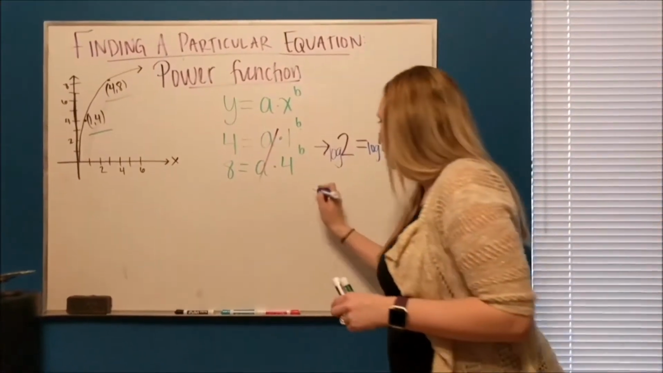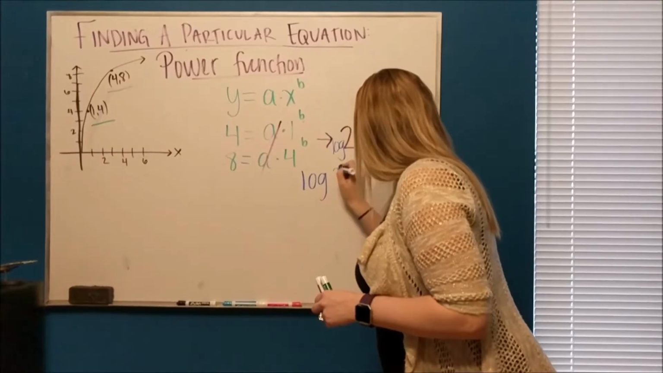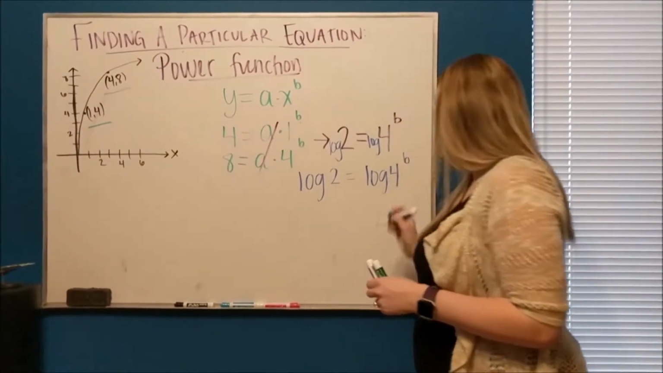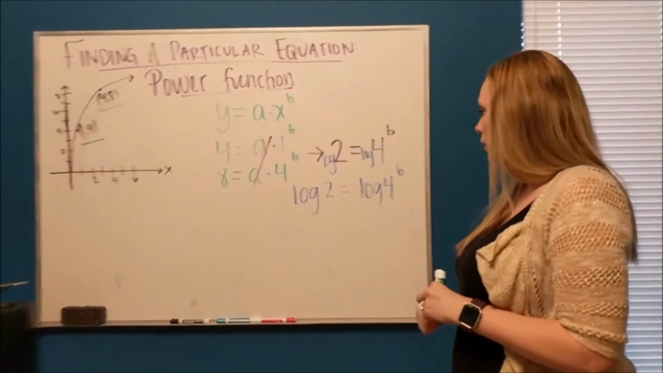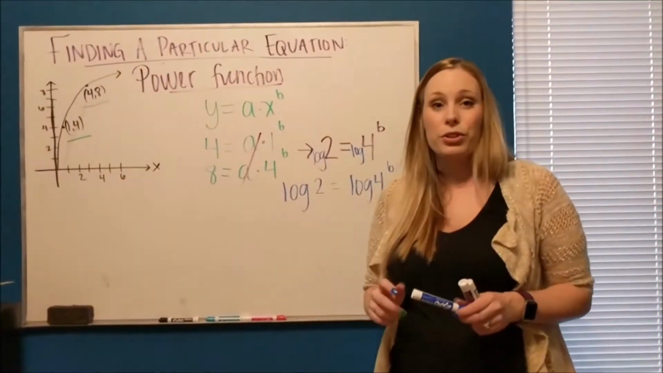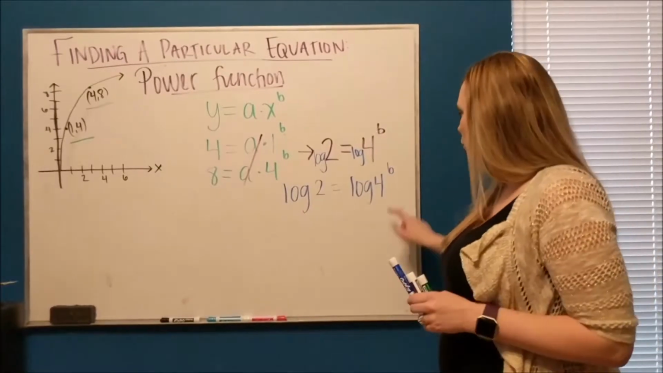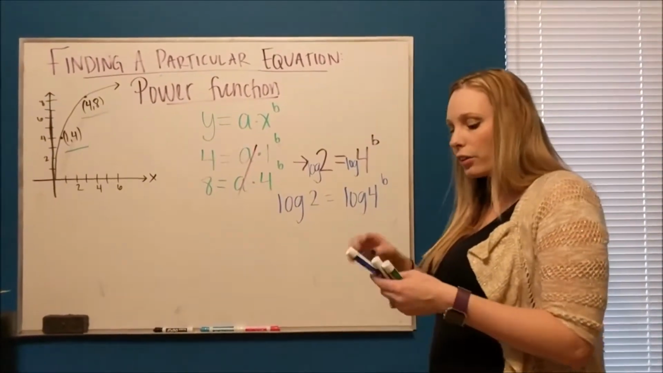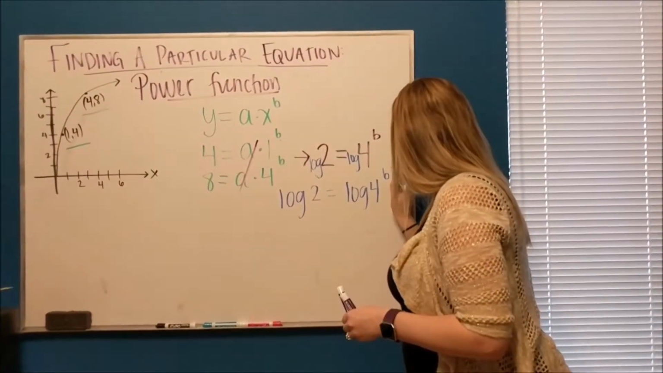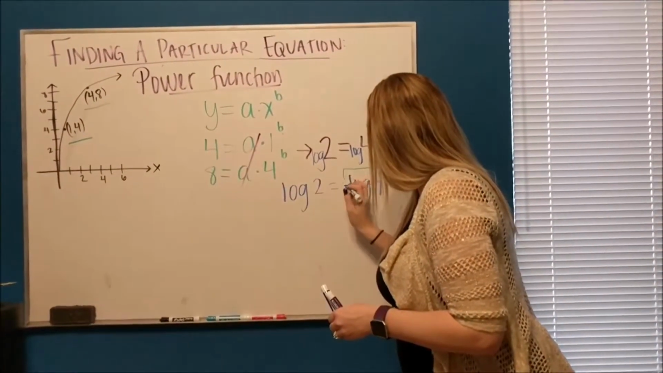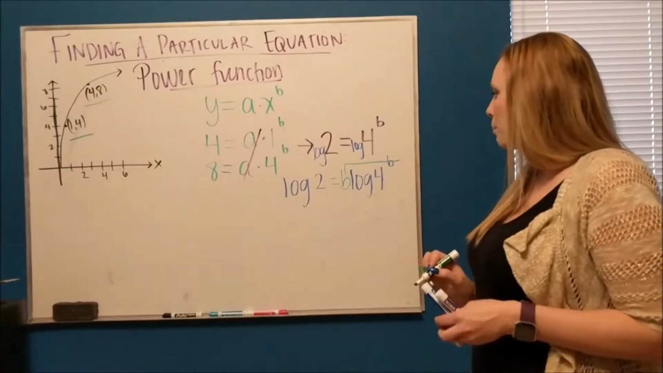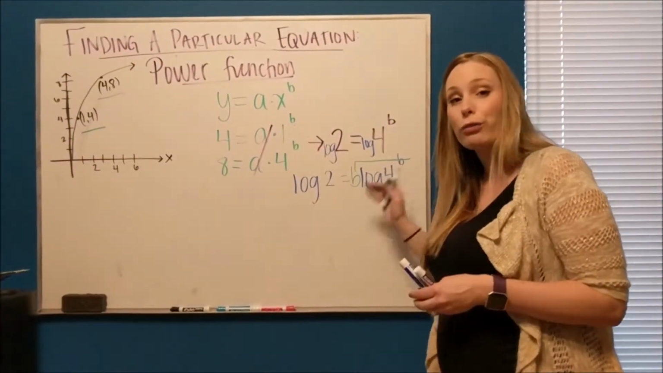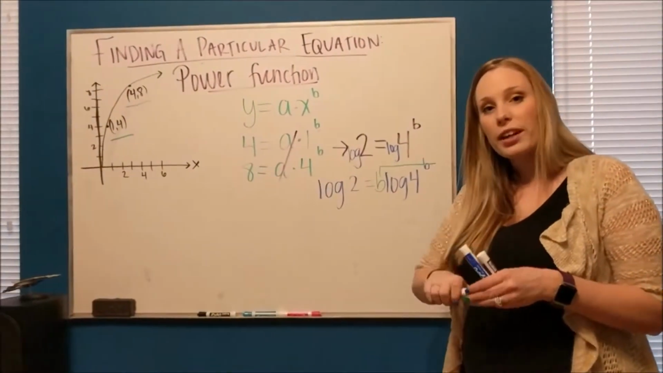Let's write it just a little bit prettier. Log of 2 equals log of 4 to the power of b. Now here's something else you learned in algebra 2. You learned that if you have an exponent above a log, that log properties let you take that exponent and just drop it to the front. b is no longer an exponent. This is now just b times log of 4. And you learned that in algebra 2.